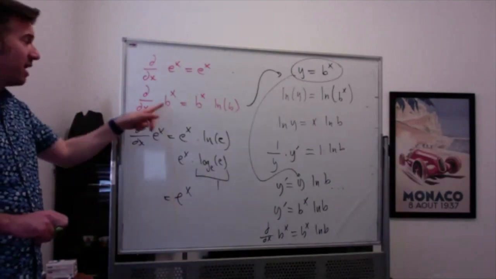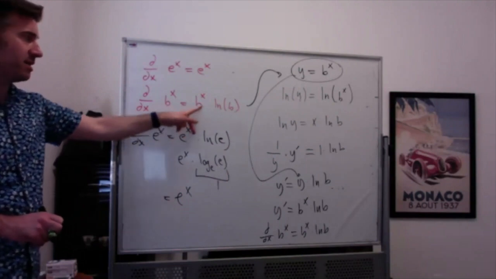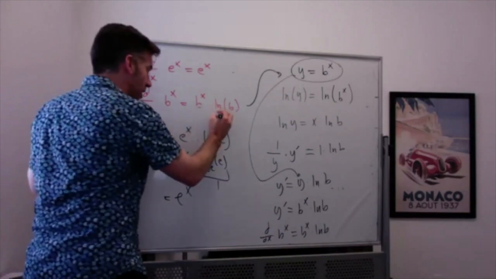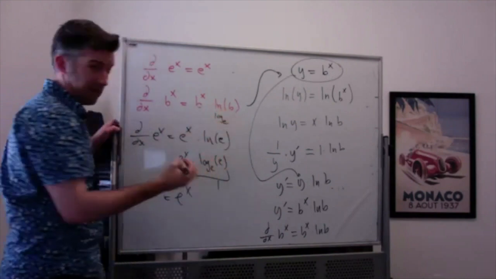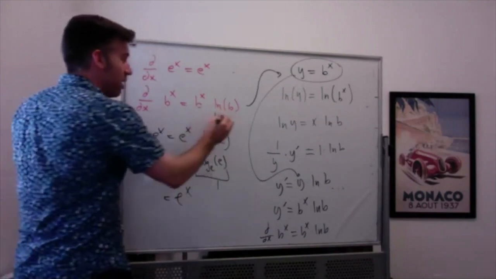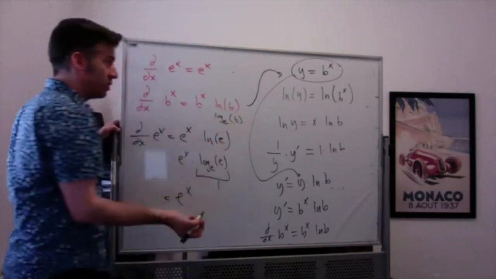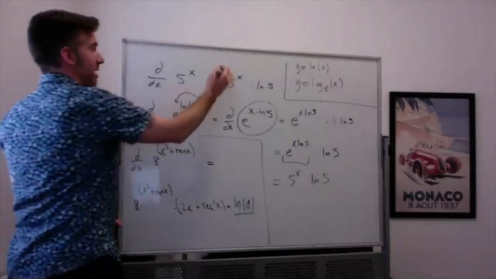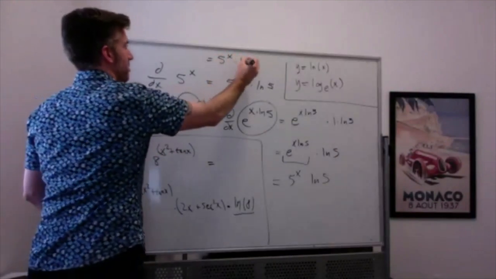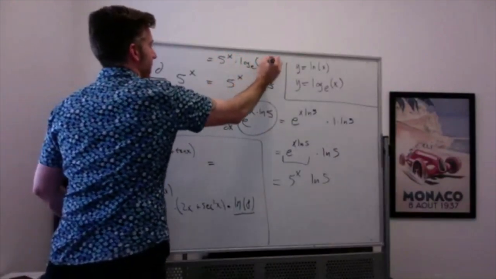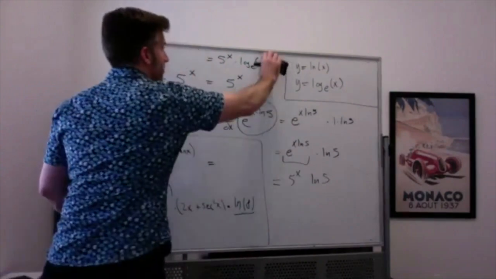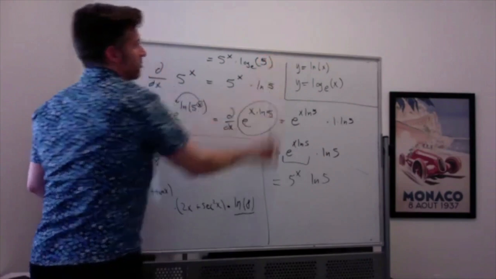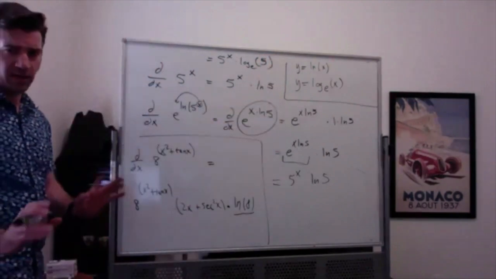The derivative of any other base to the x is that base to the x times the natural log of that base. Where yes, this is the log base e, where e is approximately 2.7, of whatever base you have chosen. And yeah, that base might be 5. The derivative of 5 to the x is 5 to the x times the log base e of 5. So hopefully that clears things up a bit.